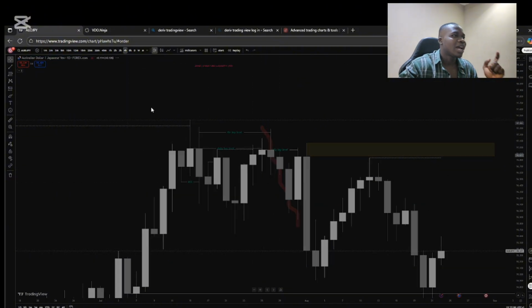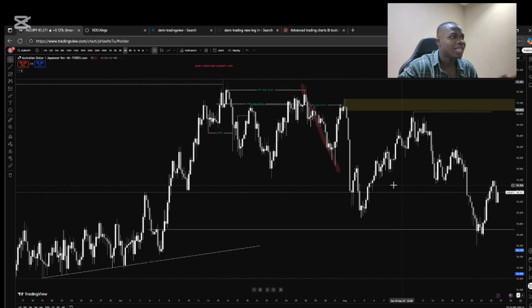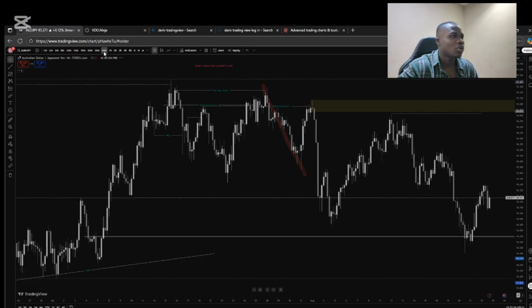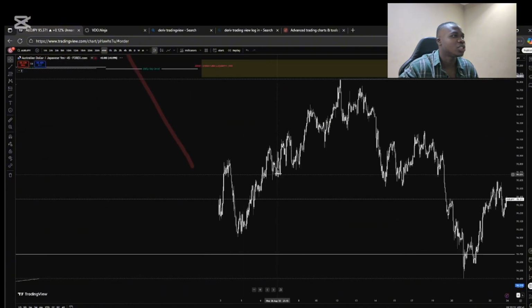But then, price didn't just start dumping, price came to mitigate another 4 hour key level again. This is another 4 hour key level right here, exactly at this point. You can see another open and close zone. Price mitigates the daily, mitigates the 4 hour also, then price dumps. But now, this is what makes it more and more interesting.